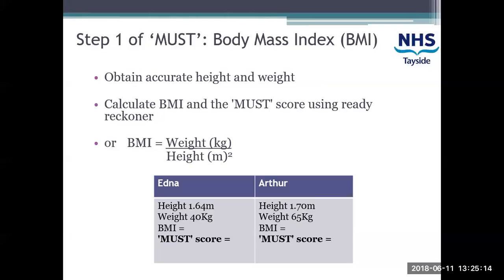It's not very clear because you can't see the figures, but you'd be able to see the chart online. And then for Arthur, his height of 1.7 meters, weight 65 kilograms, that would give him a BMI of 22 and a MUST score then of 0. So within that chart, he would be at low risk of score 0. Okay.